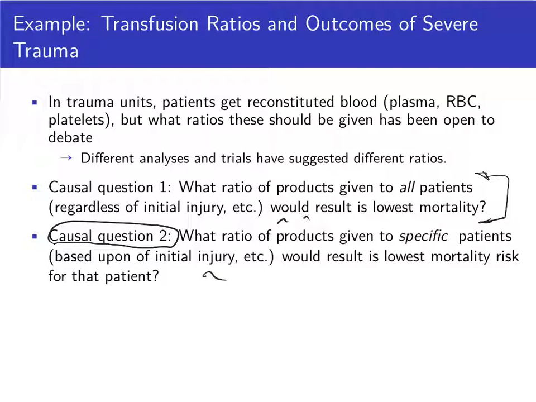That's called a dynamic treatment. This is called a static treatment. And this would be more of a dynamic treatment. That is, it's a rule. The rule could be, if I have a certain injury severity, then I'm going to get more platelets, right? You could tailor the rule depending on the covariates. But those are just two examples of kinds of questions you could ask, and many more than that.